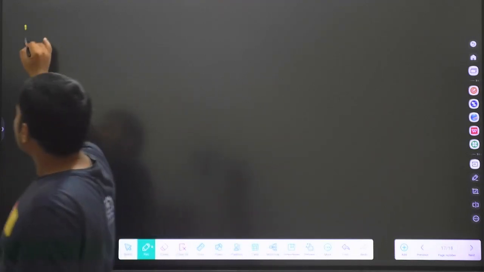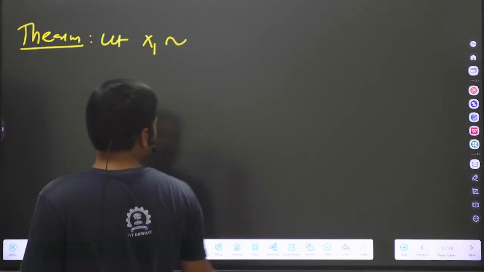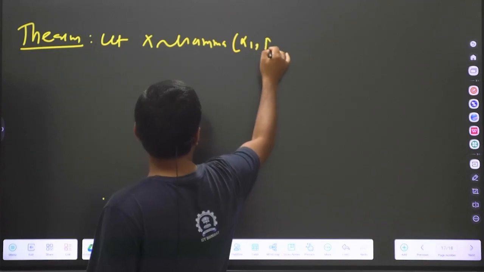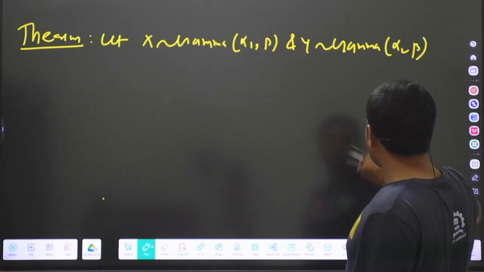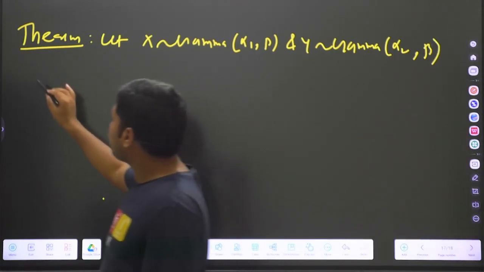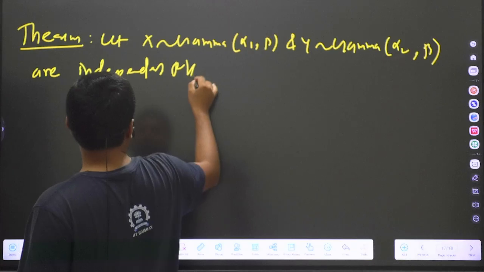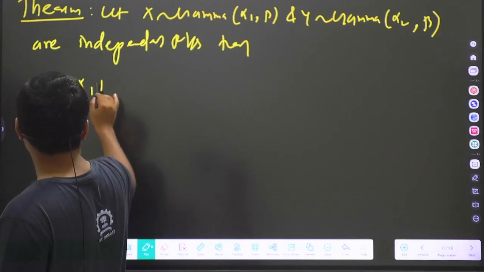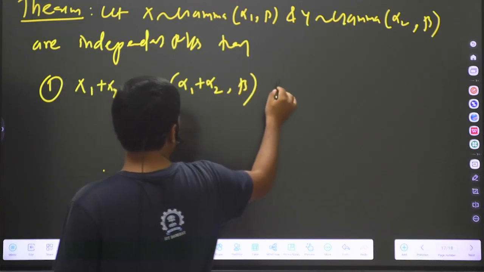So this is a theorem in the gamma distribution topic of V.K. Wadhwa. Let X be gamma alpha 1 comma beta, and Y be gamma alpha 2 comma beta, and both are independent random variables. Then the first part is X plus Y will be gamma alpha 1 plus alpha 2 comma beta.